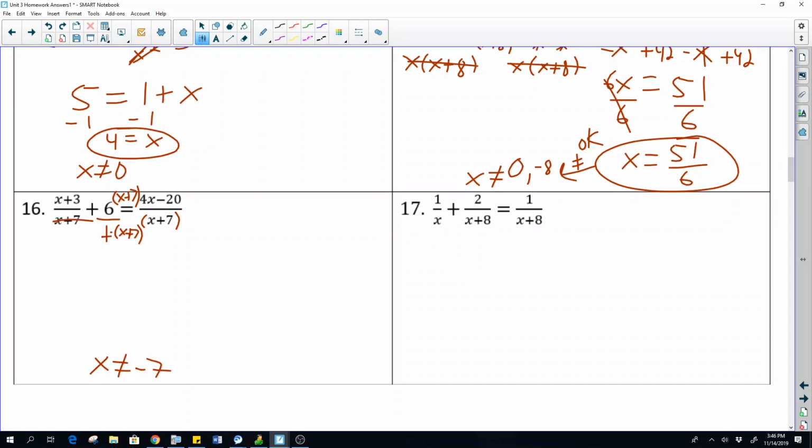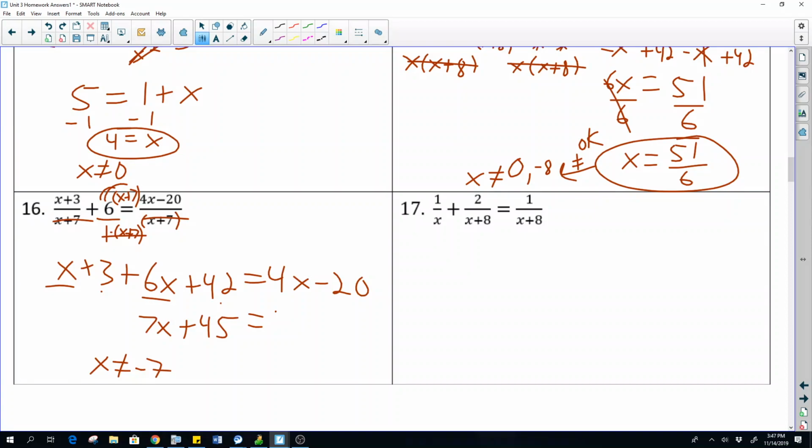So now we go and eliminate the bottom. So we get x plus 3 plus 6 times x is 6x. And 6 times 7 is 42. Equals 4x minus 20. Awesome. There we go. And so now we're going to go ahead and combine like terms and solve for x. So this x and this x makes 7x. This 3 and this 42 makes 45. Equals 4x minus 20.